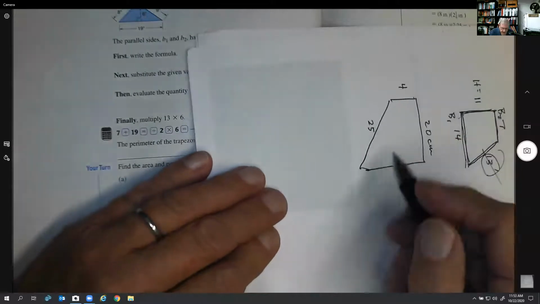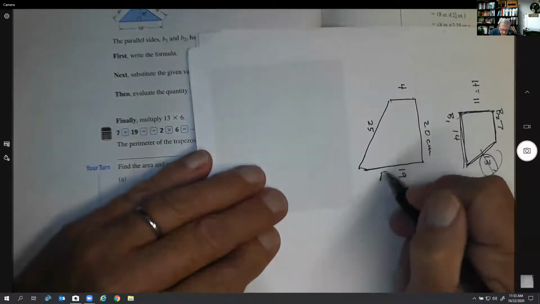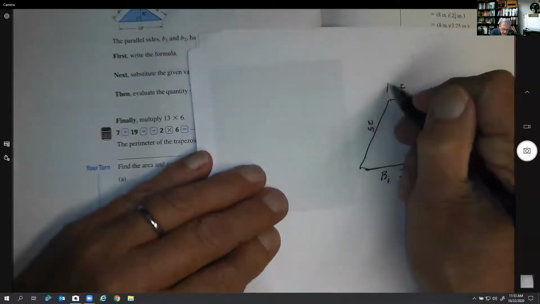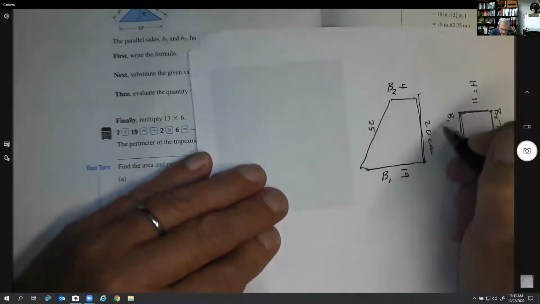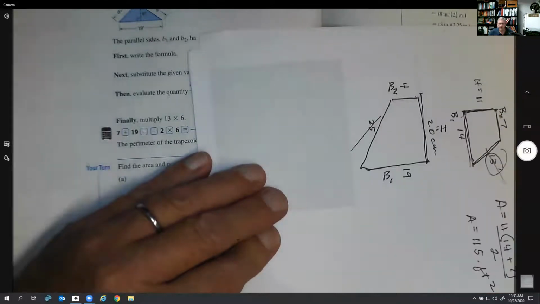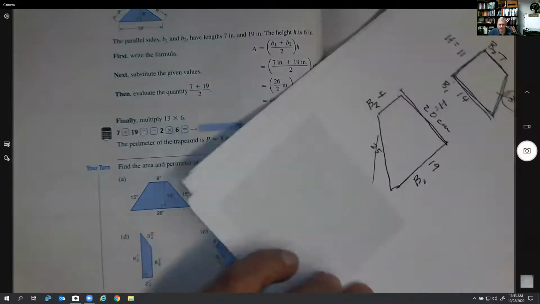You see, this is your base 1. This is your base 2. And this distance straight up and down is your height. And this 25 we're not going to use. So now it's rotated back.